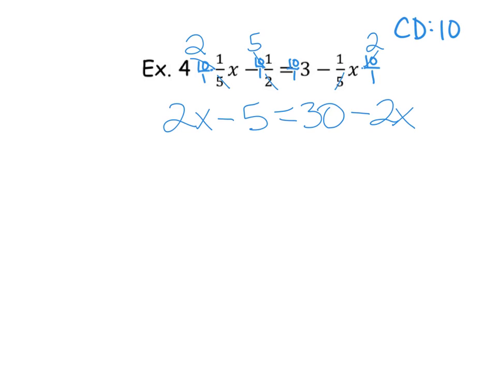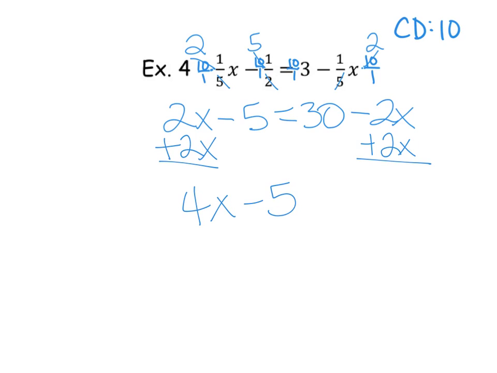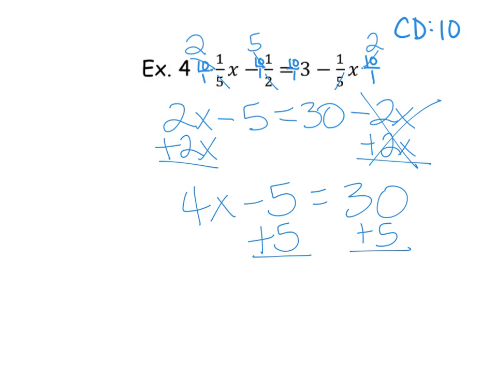Do you want to work with the 5 and the 30 first, or do you want to work with the x's first? Okay, this is a negative 2x. This one's smaller, see it? So move that one. It just will make your life easier, because then you'll have a positive variable. On the left, I have 4x minus 5. On the right, I just have a 30. Add 5 to both sides. You're right. Get the constants together, the numbers that don't have a backpack, the numbers that don't have a variable.